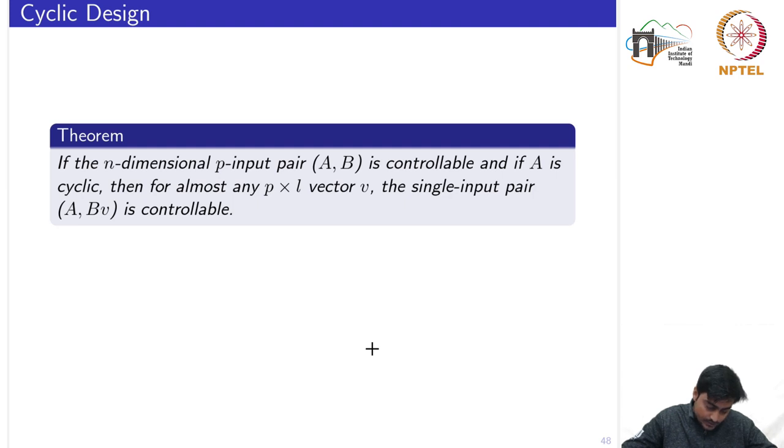So this is one of the important results which we will use to design the gain matrix K. If the n-dimensional p-input pair A, B is controllable, and if A is cyclic, then for almost any p cross 1 vector v, the single input pair A, Bv is controllable. This single input pair is possible if we have this p cross 1 vector.